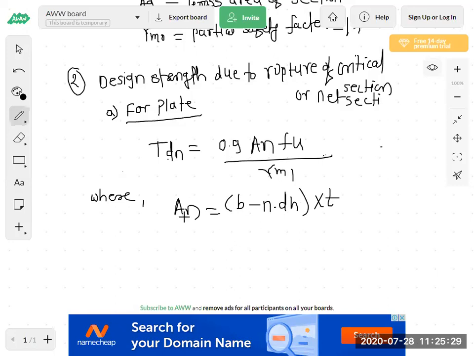So how to calculate net area of the plate? We have to calculate here. N is nothing but net and A is the area, net area of the plate. Net area means we have to deduct the holes. Whatever we have made the holes to the plate, that we have to reduce. Now here B minus N into DH.